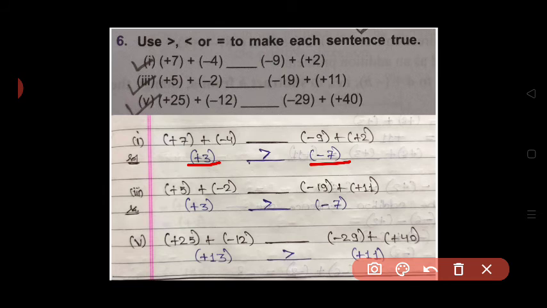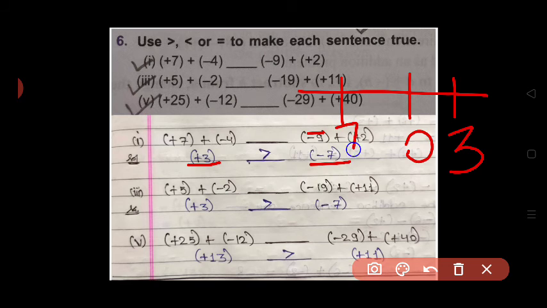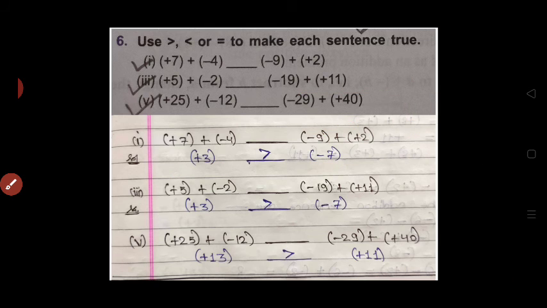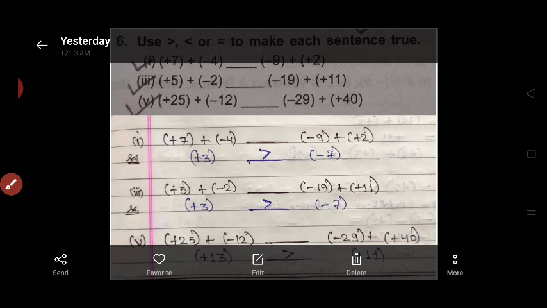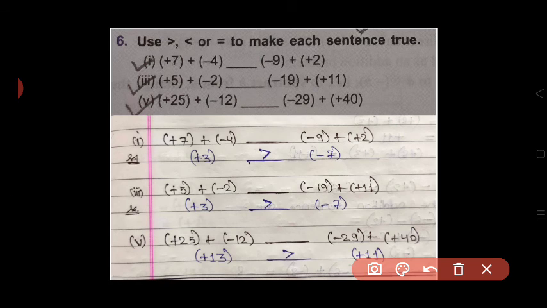So on number line, if you draw a number line, suppose this is 0, we can see that 3 is on the right of 0 and minus 7 is on the left of 0. That means the number which is on right is always greater. That means plus 3 is greater. Next one is again same. If you solve this, we get what? Plus 3 and minus 7. Again same case.